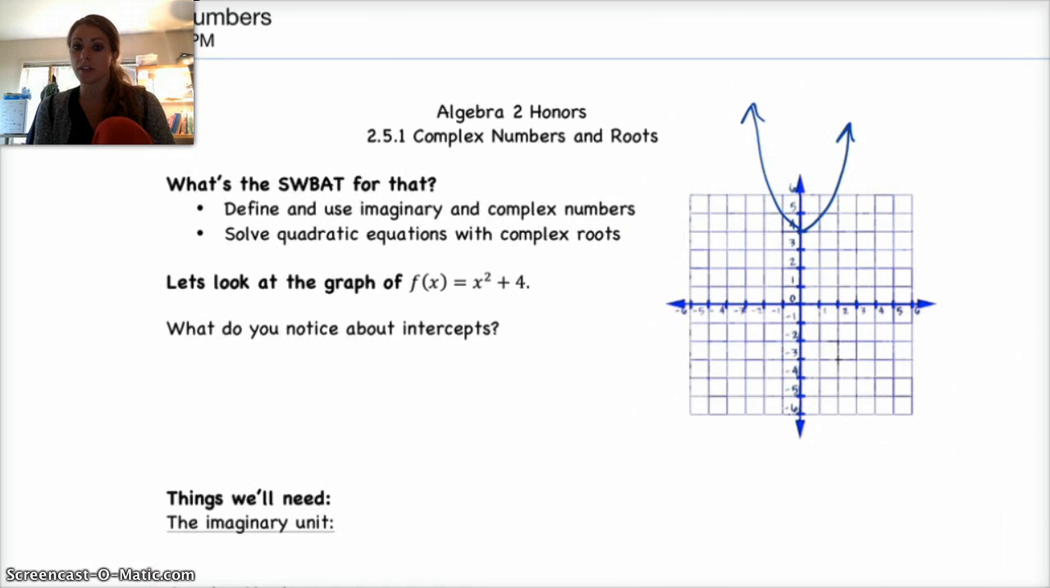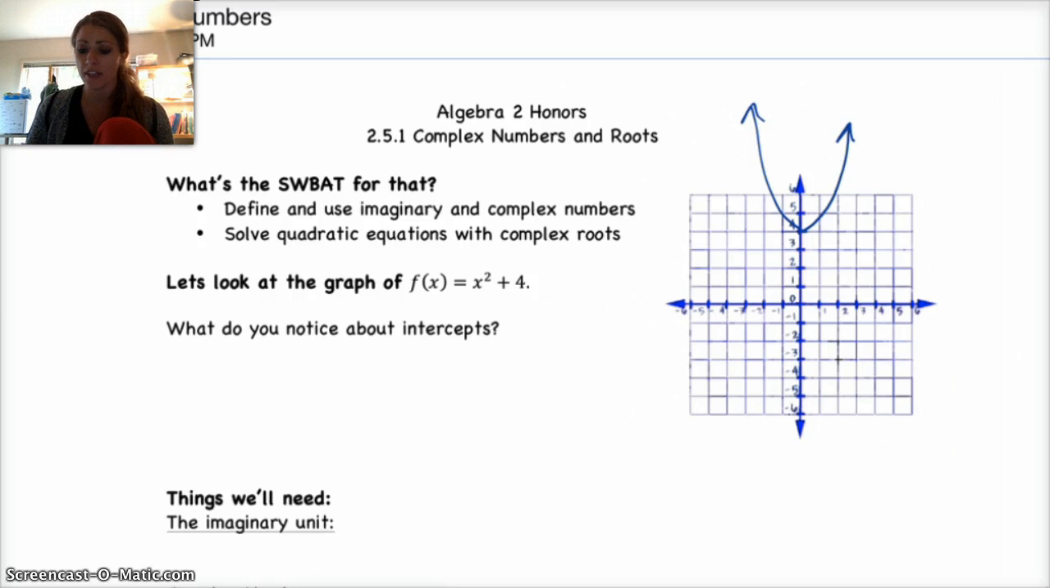So if you notice, this clearly does not intersect the x-axis. So that means that there's no x-intercepts. Does that mean there's no zeros? Well, that's what we're going to talk about today. I kind of already hinted about it in earlier classes, but we're going to actually talk about what an imaginary number is today.